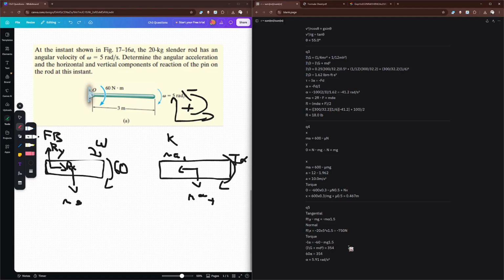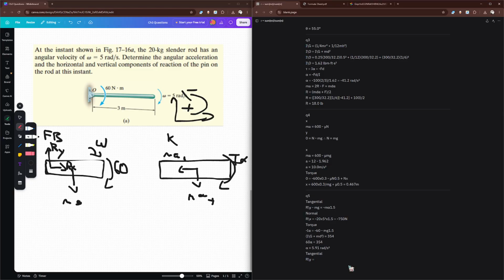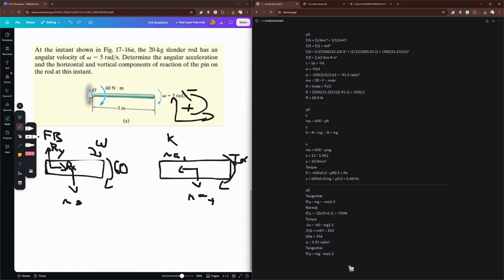Now we have alpha, and that means we can go all the way back to our tangential and solve for Ry. So back to tangential, we get that Ry is equal to mg minus m alpha 1.5. Plugging in our numbers, mg is 20 times 9.81, m alpha is 20 times 5.91 times 1.5. We get an Ry that is equal to, into the calculator, 19.1 newtons, right?